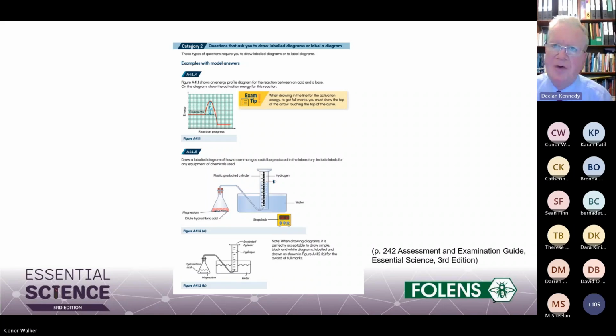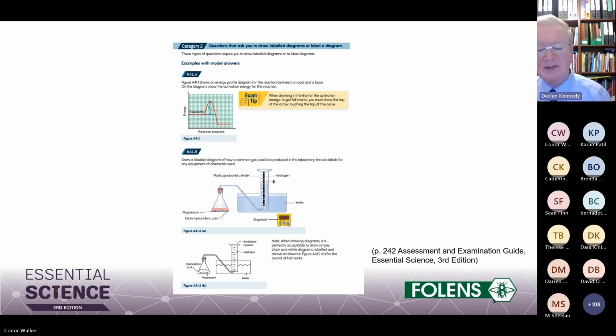But they must draw them with accuracy. So, for example, if they don't put the graduation marks in on the graduated cylinder, it looks like an ordinary gas jar. So again, marks are lost there. So accuracy in drawing diagrams is important.